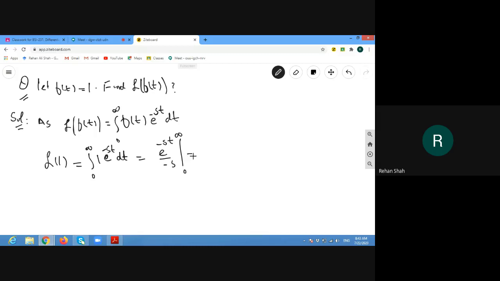If you apply the upper limit infinity, you will get e power minus infinity divided by minus s. And if you apply the lower limit, this minus will become plus, because when you apply the lower limit you also put a minus. Minus minus will give you a positive value. So this is e power minus 0 divided by s. Is it clear?